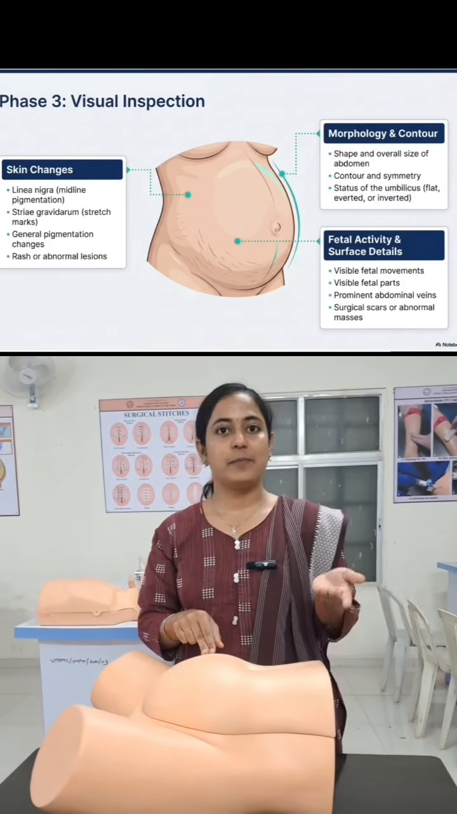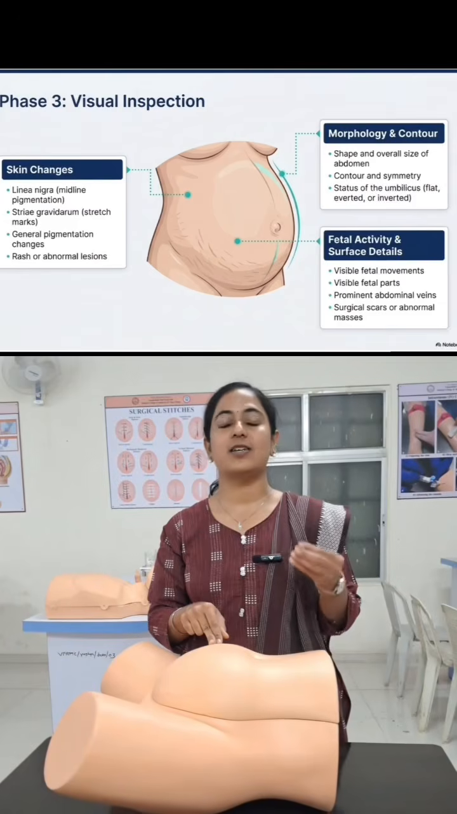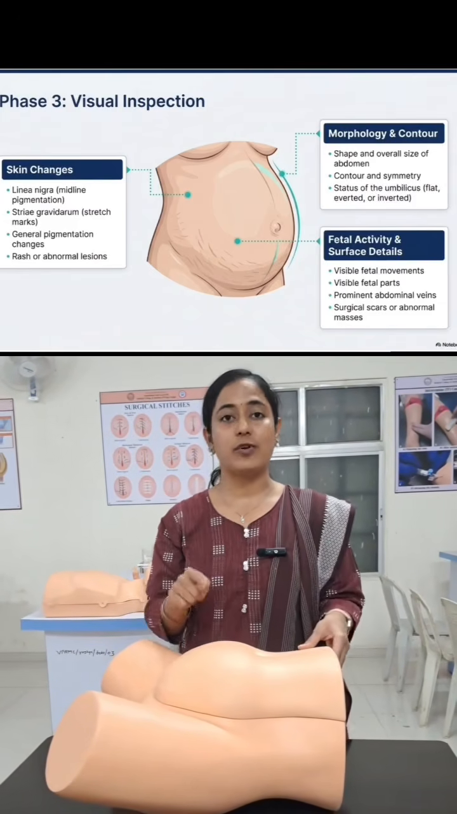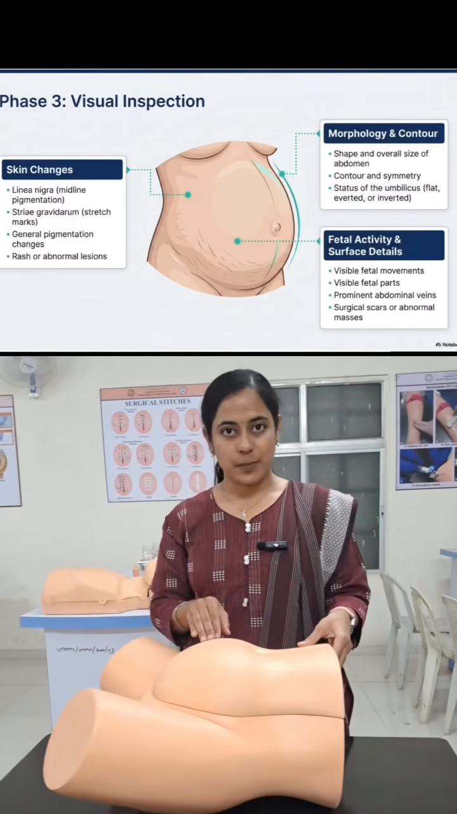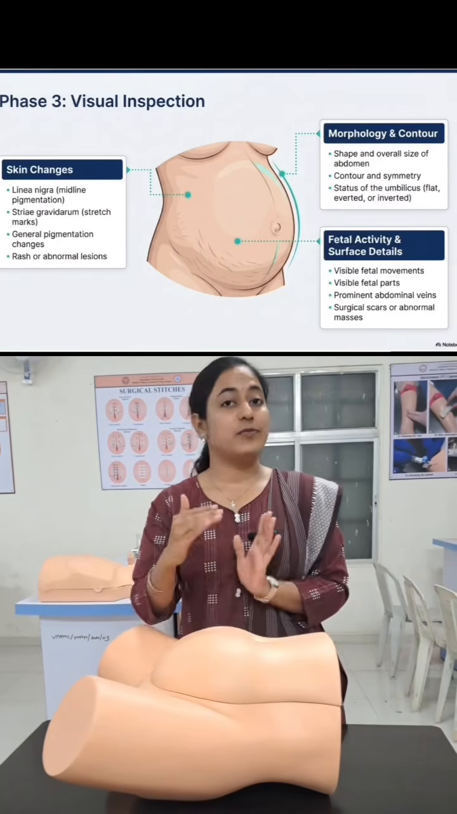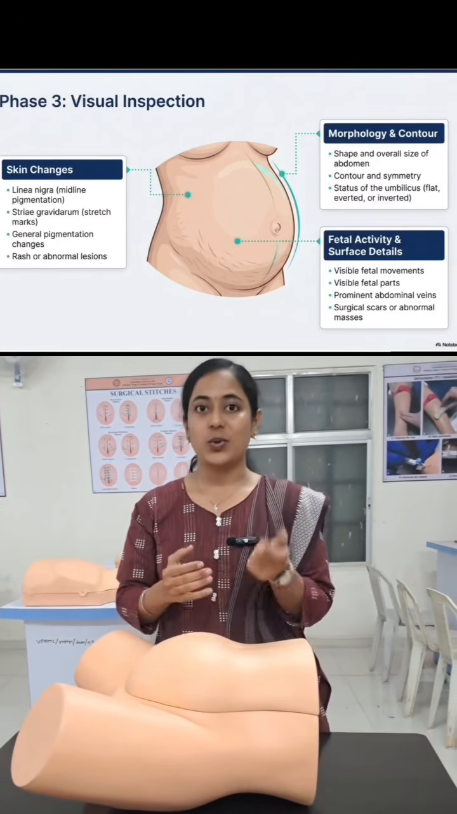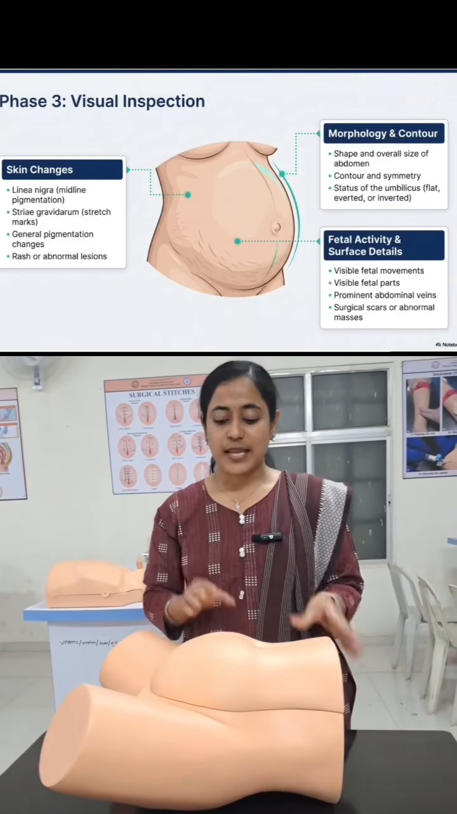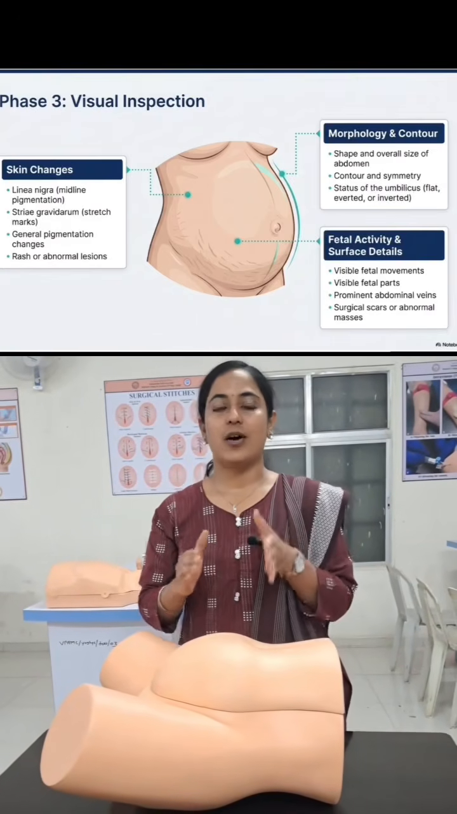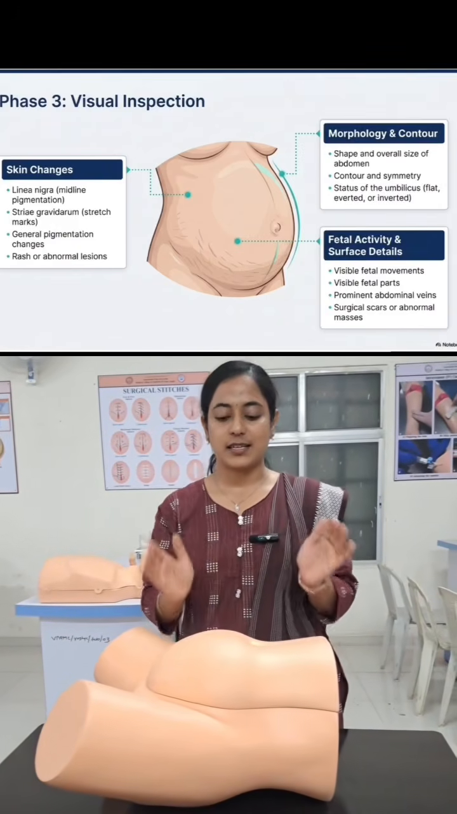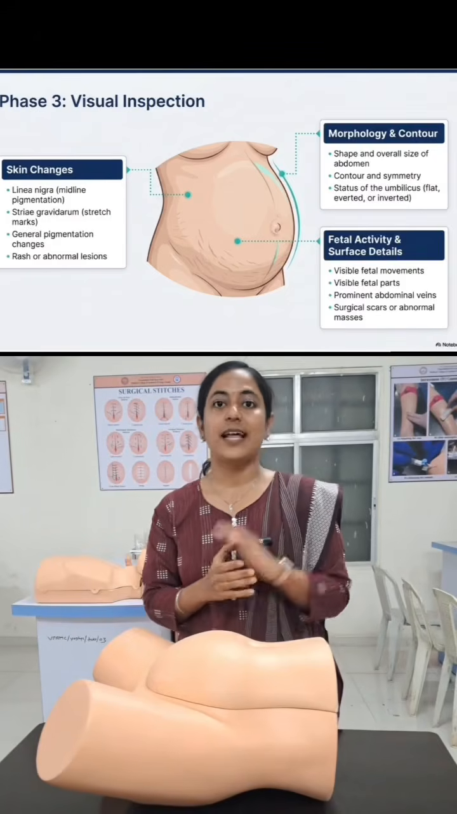And if the patient had any previous surgery like previous LSCS or any laparoscopic surgery she has undergone before the pregnancy, we are looking for any scar marks over the abdomen. After that, we are looking for the contour and the symmetry of the fundus of the uterus, and also any visible fetal movements over the abdomen, and also any visible mass or lump observed over the abdomen. So all these we are inspecting just by looking over the abdomen. Next comes the part of palpation.